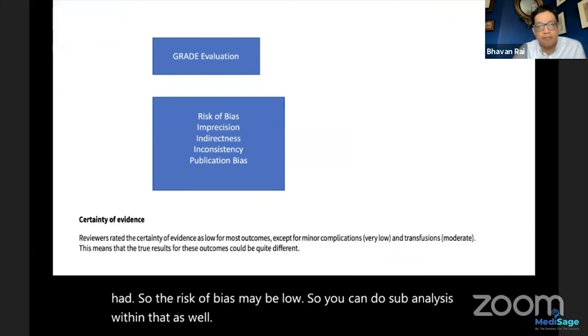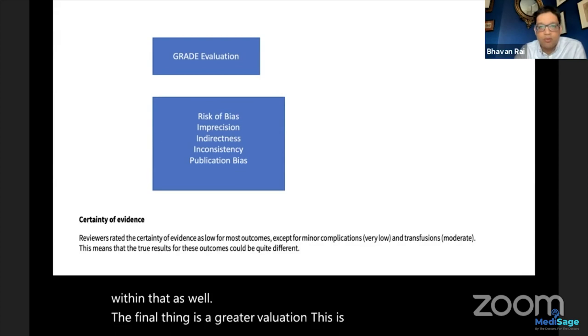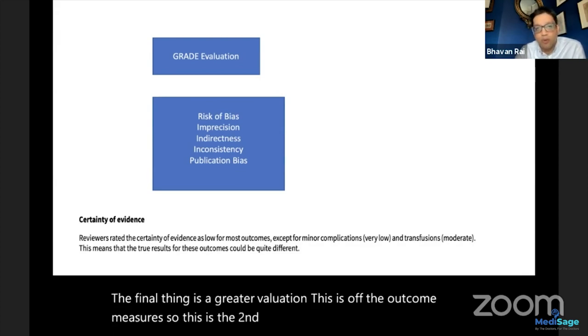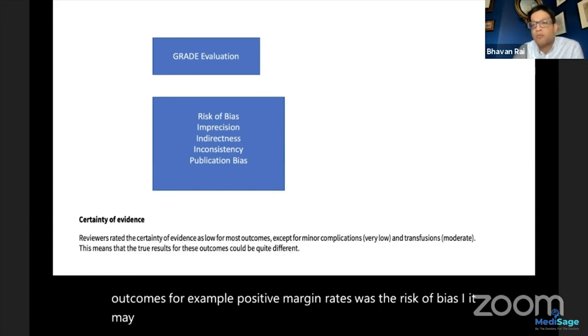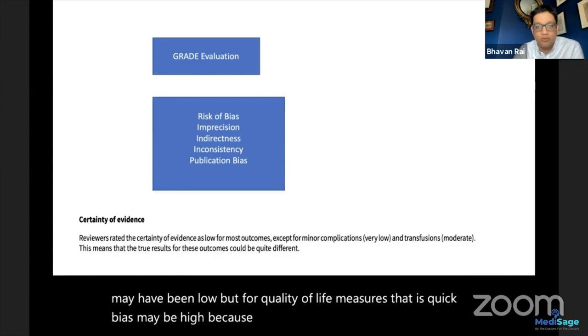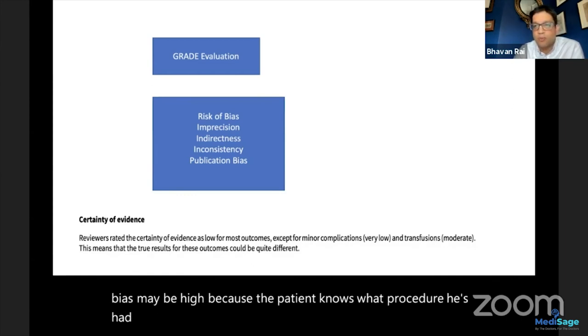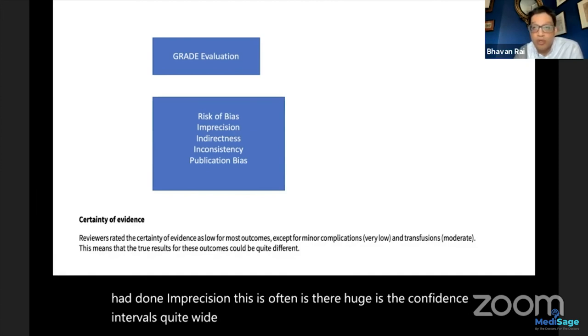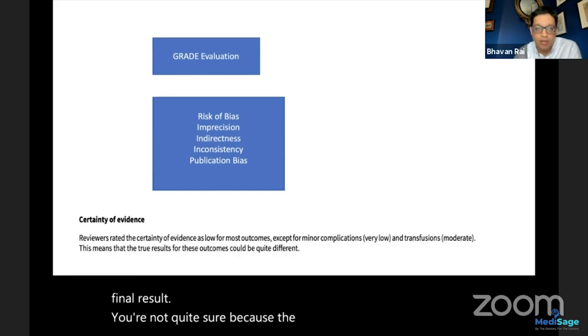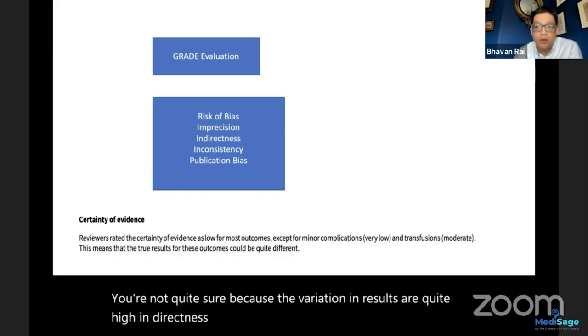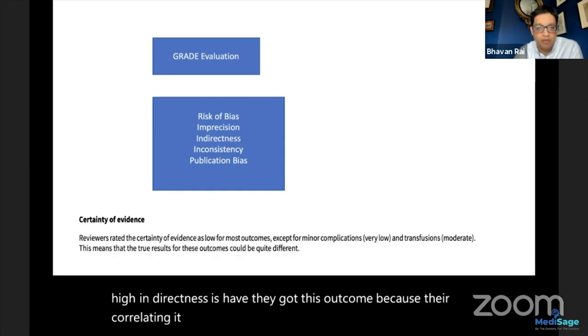The final thing is a GRADE evaluation. This is of the outcome measures. So this is the second element where we, for individual outcomes, for example, positive margin rates, ask was the risk of bias high? It may have been low. But for quality of life measures, the risk of bias may be high because the patient knows what procedure he's had done. Imprecision: are the confidence intervals quite wide? So whilst you get a pooled analysis, you get a final result, you're not quite sure because the variation in results is quite high. Indirectness is, have they got this outcome because they're correlating it with another measure.